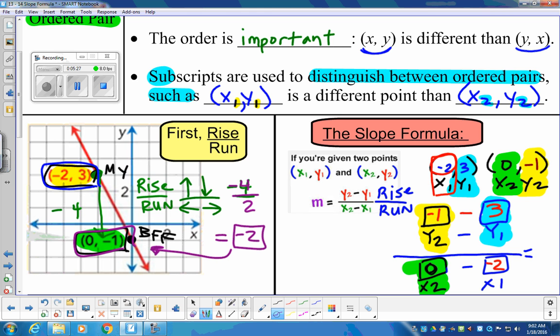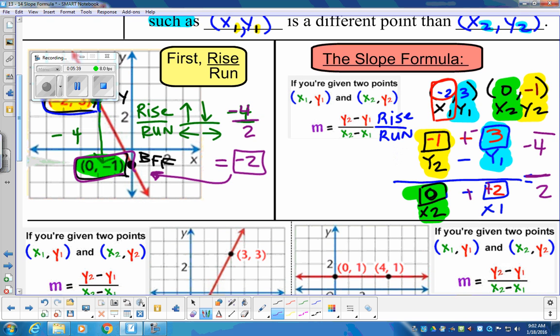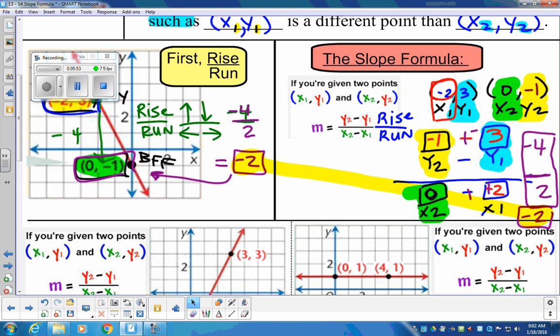So cleaning this up then, we would stop, chop, chop. That numerator gives me negative 4. And I stop, chop, chop. That denominator gives me 2. Cleaning the rest of that problem up, we have negative 4 divided by 2, which does indeed give me a slope of negative 2. So you can see that the slope when we measured rise and run matches the slope when we use this formula. It doesn't matter if you have a picture of the graph or not. We can get the slope either way.